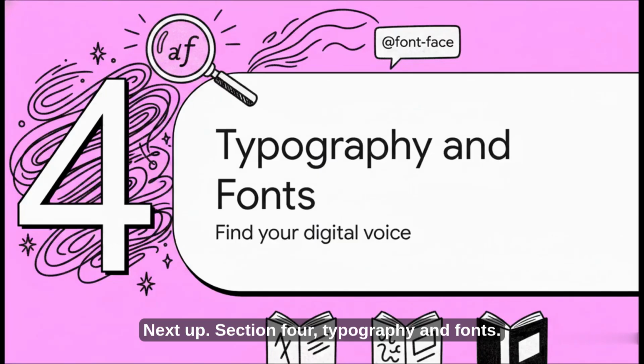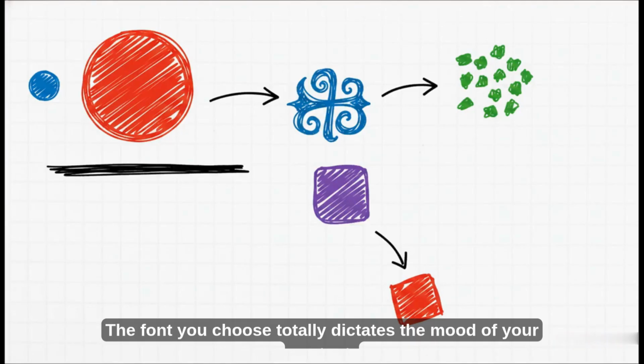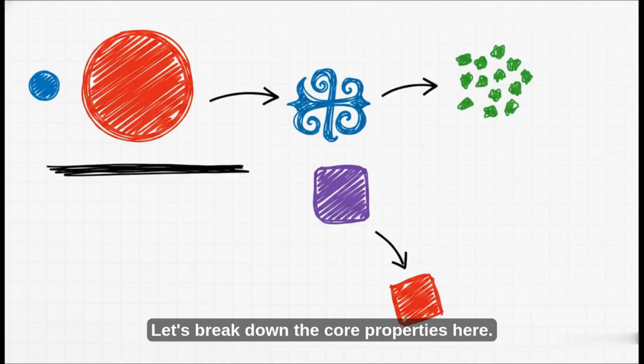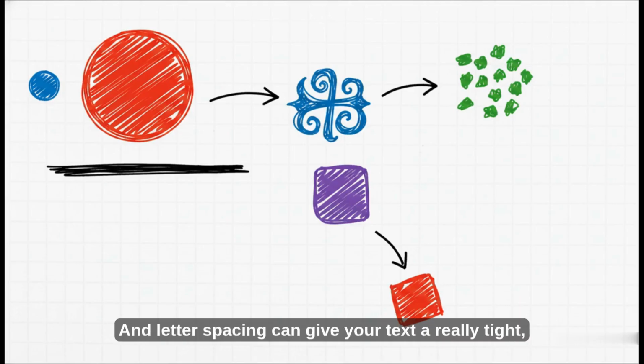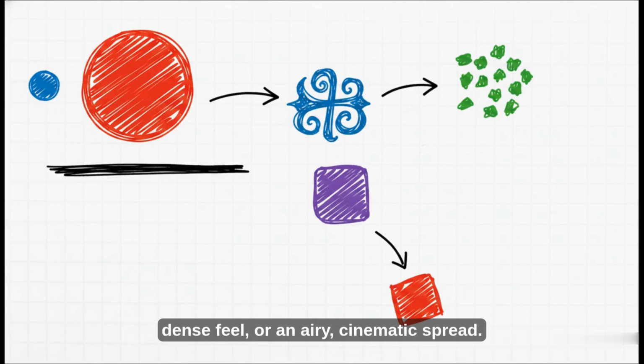Next up, Section 4, Typography and Fonts. The font you choose totally dictates the mood of your content. Let's break down the core properties here. Font size lets you control the scale, font weight allows you to dial in the boldness, and letter spacing can give your text a really tight, dense feel or an airy, cinematic spread.